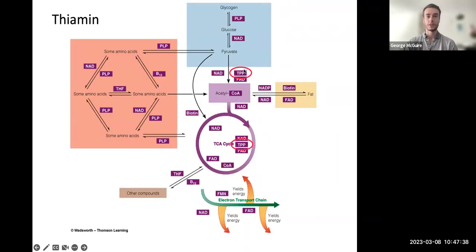So thiamine here showing up as the coenzyme TPP, so like I said, is involved in that transformation of pyruvate into acetyl coenzyme A. It's going to play a role in our TCA cycle, and those various chemical reactions that are occurring to break down acetyl-CoA the rest of the way.